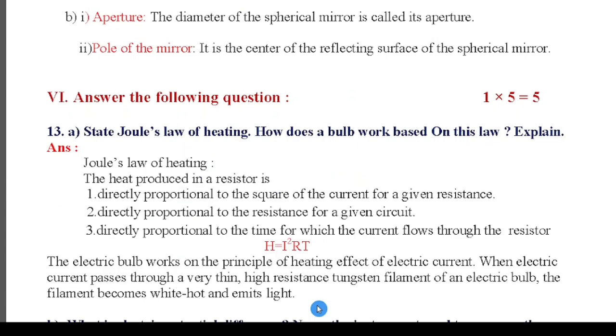And we go to the second question, that is first one, aperture. The aperture means the diameter of the spherical mirror. The pole of the mirror is the center of the reflecting surface of the spherical mirror.